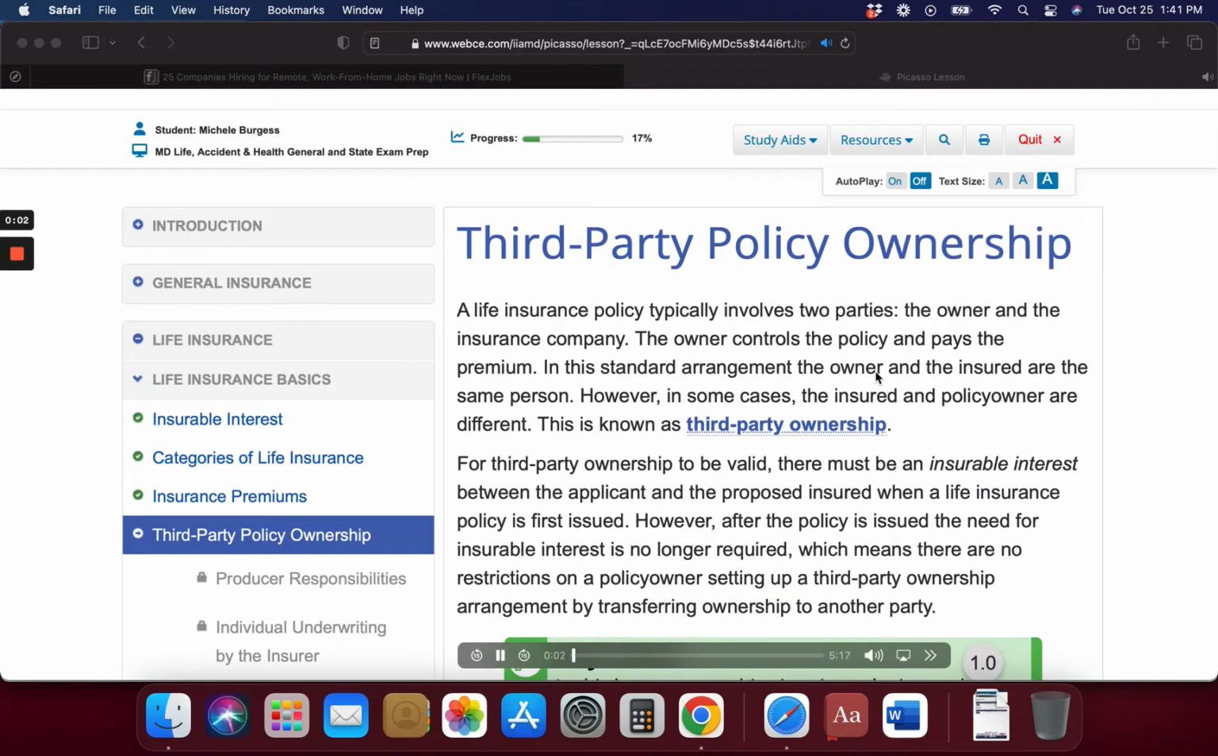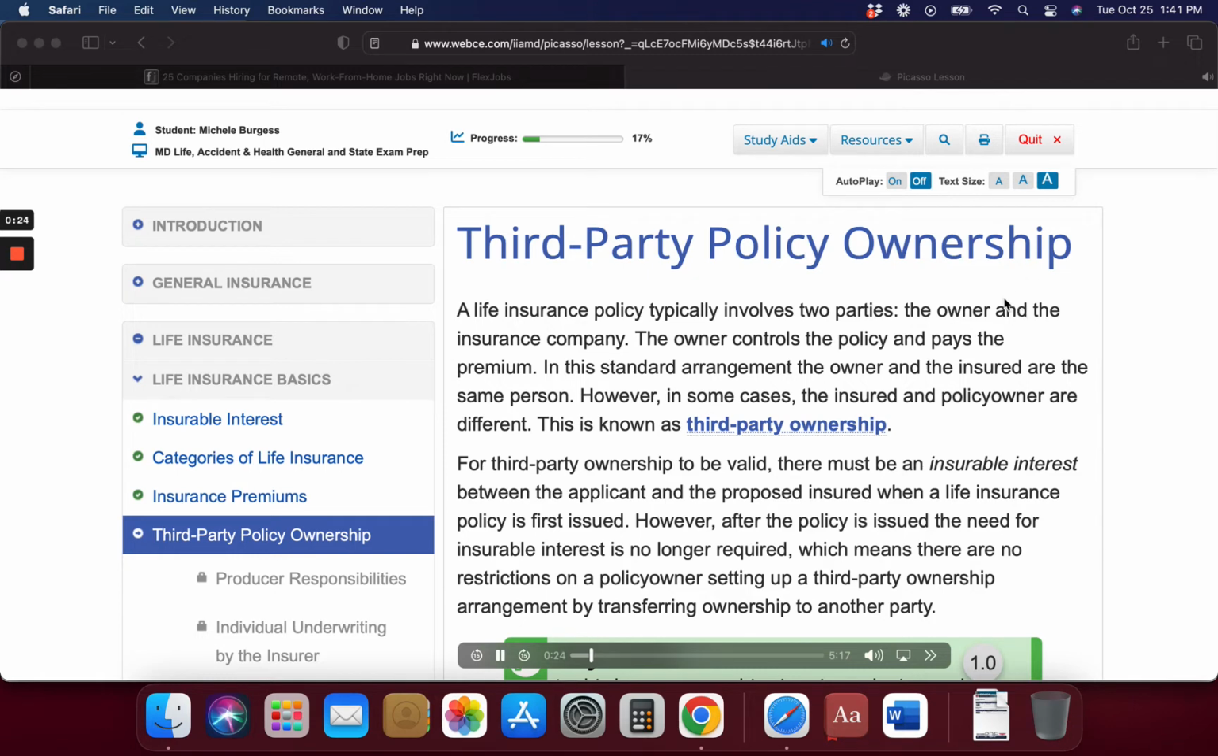Ownership. A life insurance policy typically involves two parties, the owner and the insurance company. The owner controls the policy and pays the premium. In this standard arrangement, the owner and the insured are the same person. However, in some cases, the insured and policy owner are different. This is known as third-party ownership.